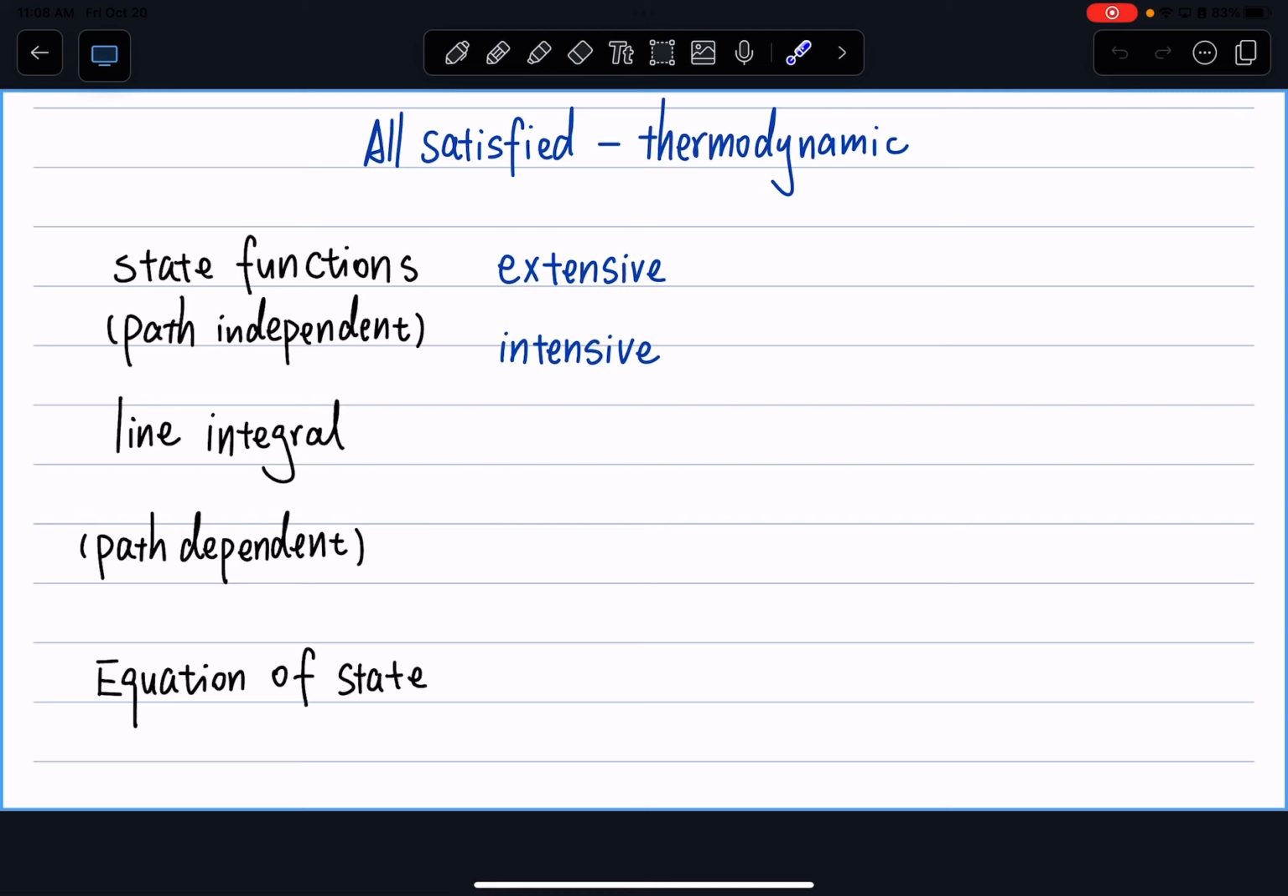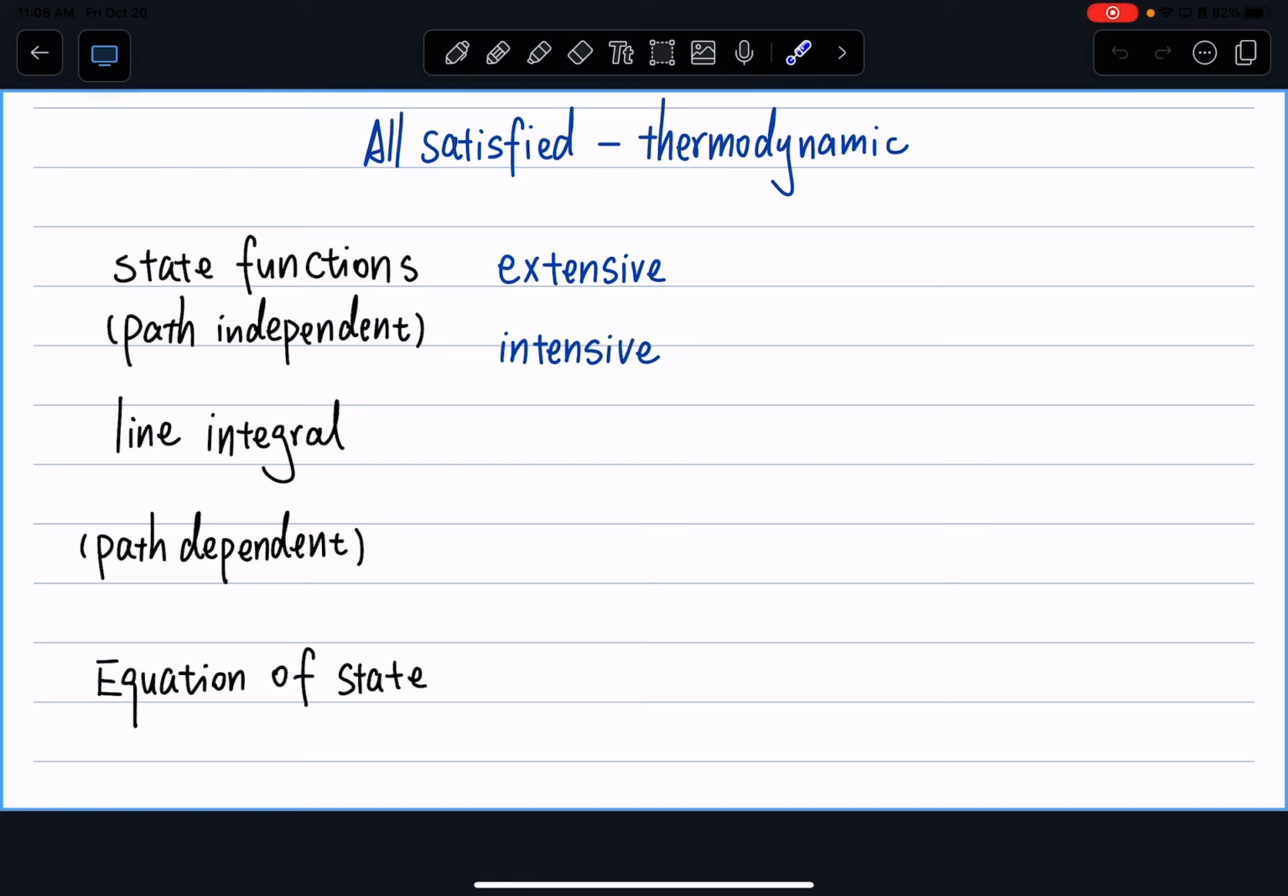And then we went over and started talking about functions. You have state functions that are path independent. You also have line integrals that are path dependent. And among your state functions, you have extensive state functions, like for example mass or energy. That depends on how much of that material you have, the value will change proportionally. Or intensive state functions, like temperature, pressure. These are things where we don't care about how much substance there is.